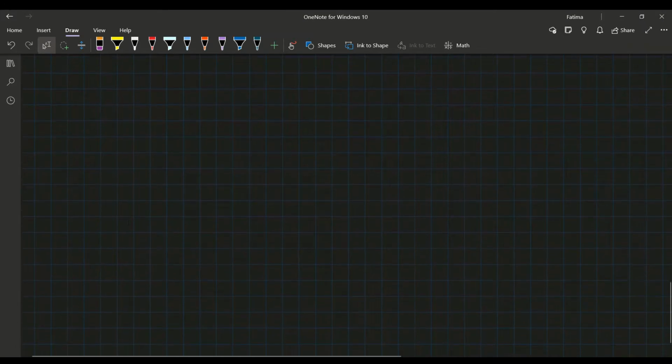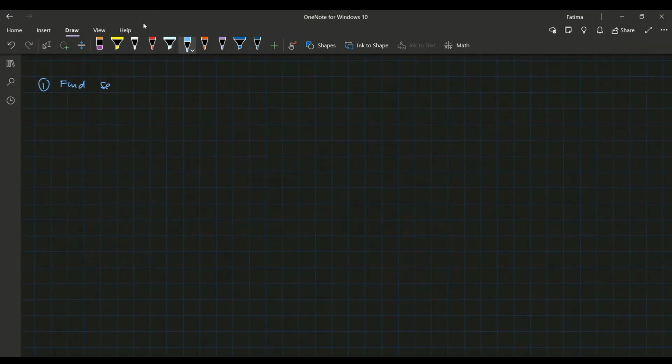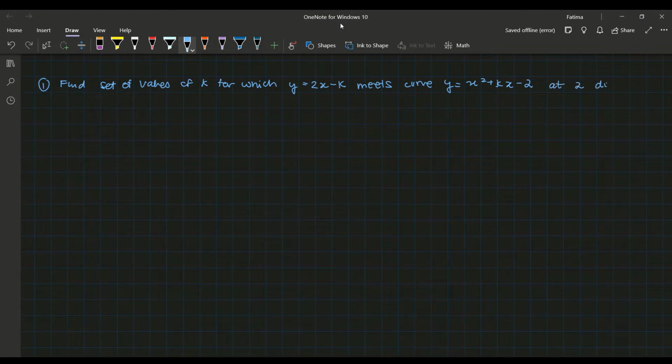So let's try and apply this concept in a question. In this question over here, we have to find the set of values of k for which this line meets this curve at two distinct points. So if I graph that out, it would look anything like this, where these 2 points are where they meet. In this case, our discriminant would always have b squared minus 4ac greater than 0, because only when b squared minus 4ac is greater than 0 can we have two distinct points of intersection with a curve and a line.